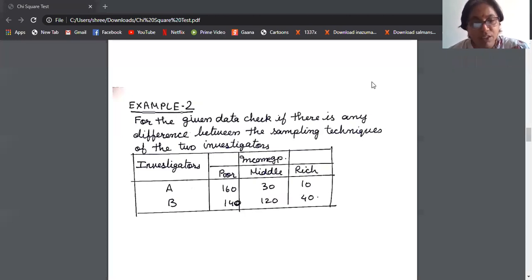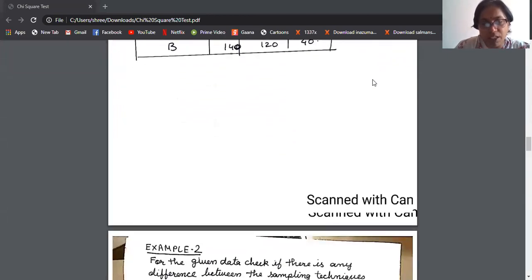The first one took 160 from the poor class, 30 from the middle class, 10 from the rich class, according to his technique. The investigator B took 140 from the poor class, 120 from the middle group, and 40 from the rich class. So the sampling techniques that A and B have applied to collect the data are different. Now we have to find out, is there any difference between the sampling techniques? So we again find chi-square and then we proceed ahead.